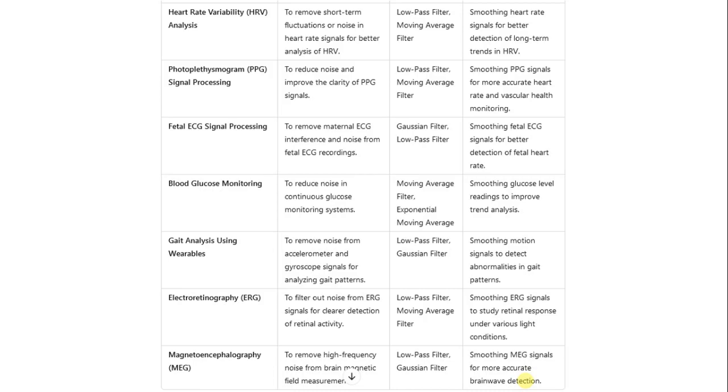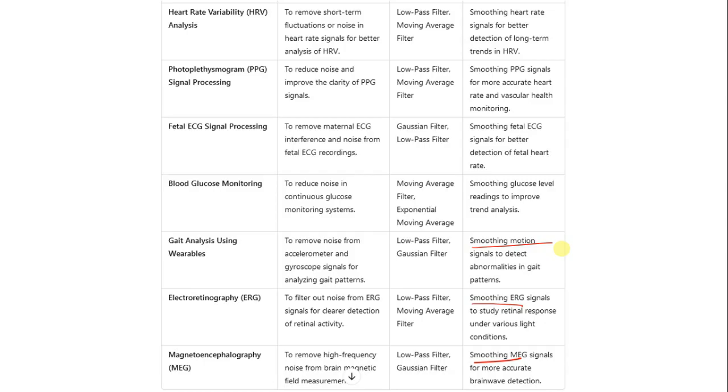Whatever signals you see, smoothing of the EMG signals, smoothing of the ERG signals, smoothing of the motion signals, everywhere it is basically smoothing the signal response, and it is giving you a proper result wherein the effects of the high frequency noises are reduced.